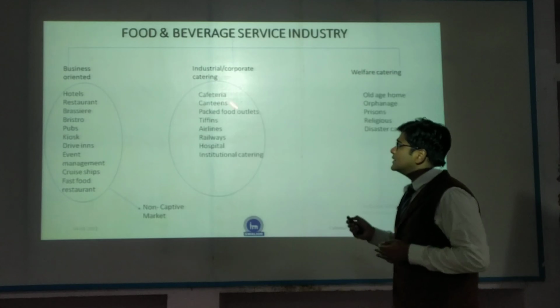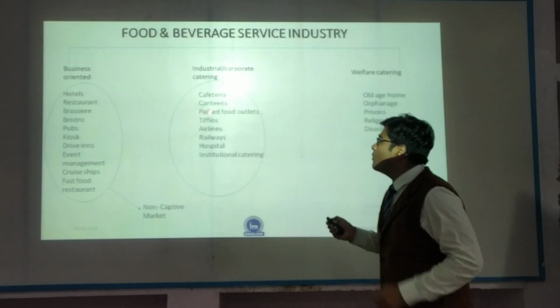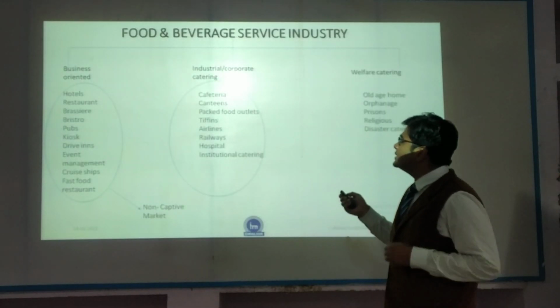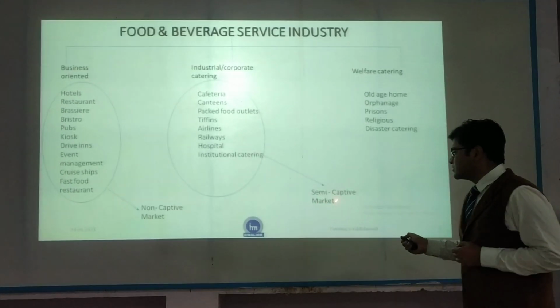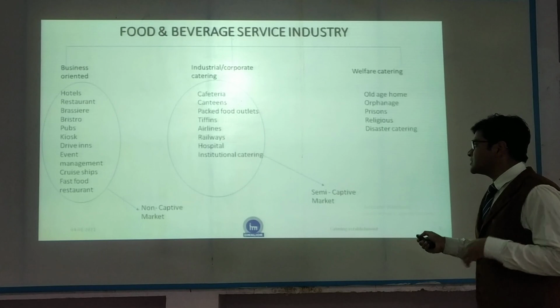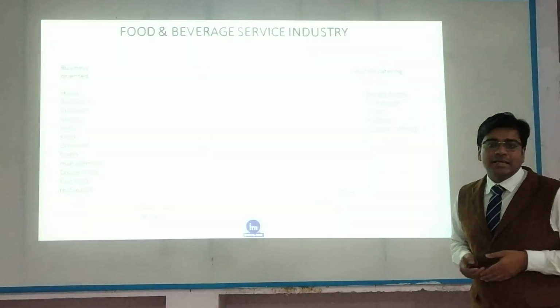Whereas if you take a look at this industrial segment or the corporate catering segment, you will find that this place is known as a semi-captive market. Semi-captive markets are the places where there are choices. So let's take an example.